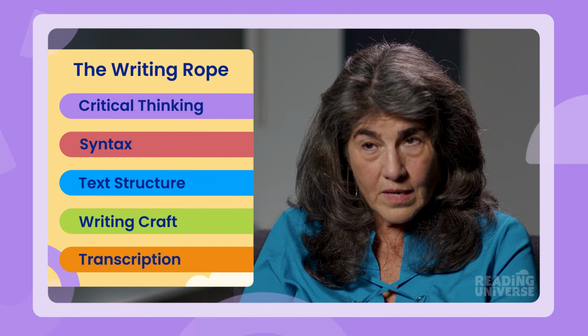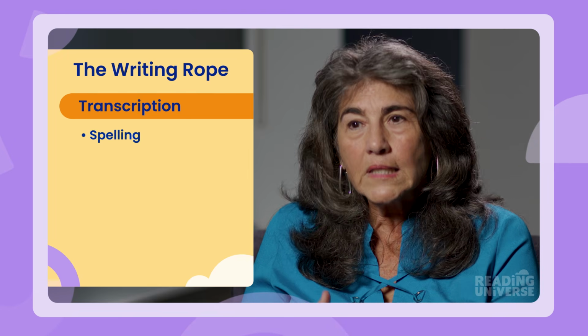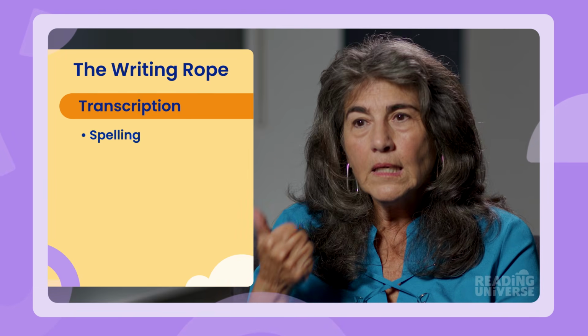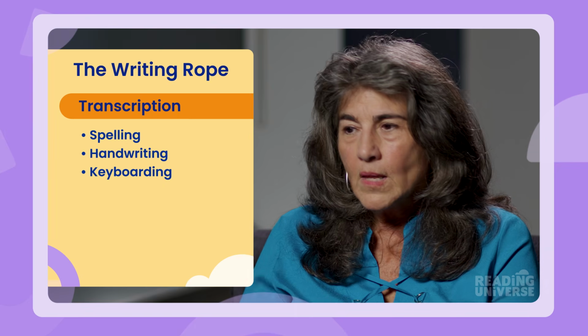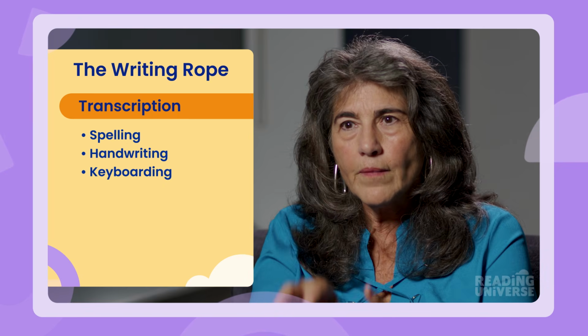The fifth strand in the writing rope is about transcription skills. So what does that mean? They are literally skills including spelling, handwriting, and/or keyboarding. And they're the skills that you need to literally transcribe the words on the page.